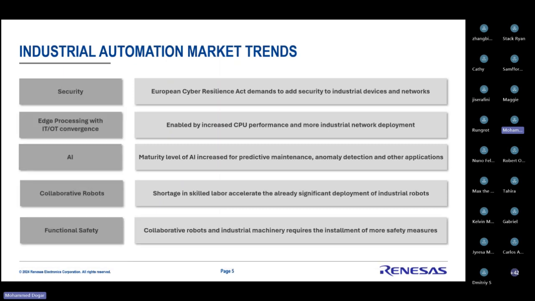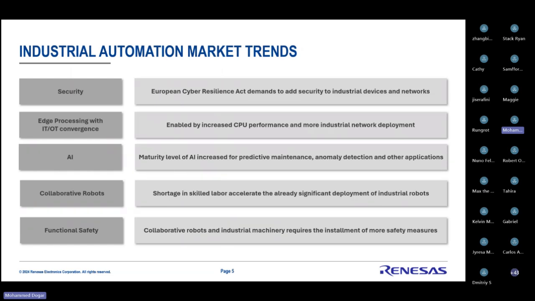And of course, one of the key things when you look at edge processing is you see a convergence in the IT and OT space, and that's really happening with the increased CPU performance, and more importantly, when we're trying to support industrial real-time communication deployment. AI is everywhere, but certainly the maturity level of AI when it comes to predictive maintenance, and where we have motors involved and applications where we need real-time anomaly detection, is on the rise as well.